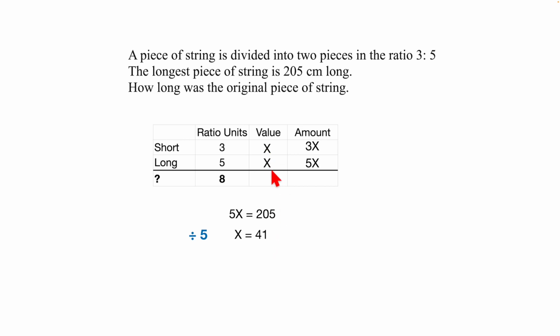How long was the original piece of string? Well, there were 8 units. So the original piece was 8x. So that's 328.